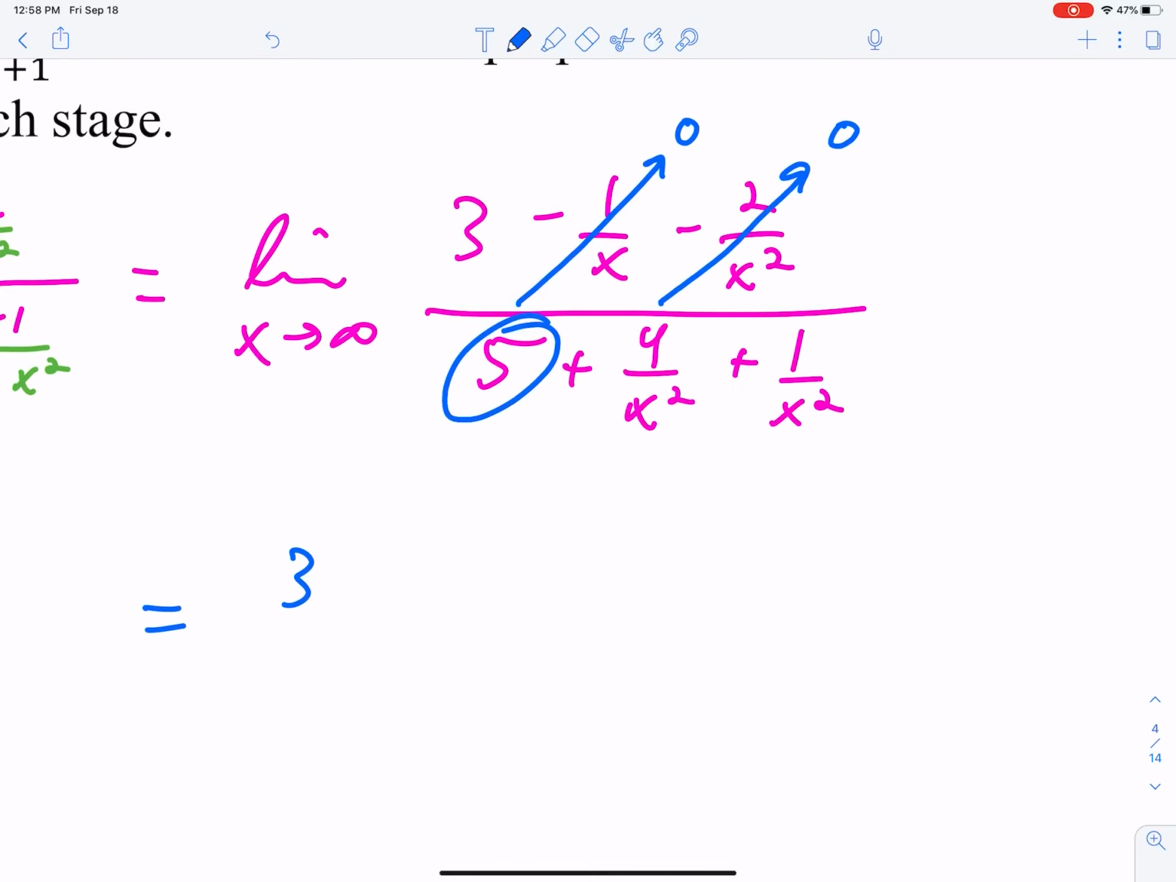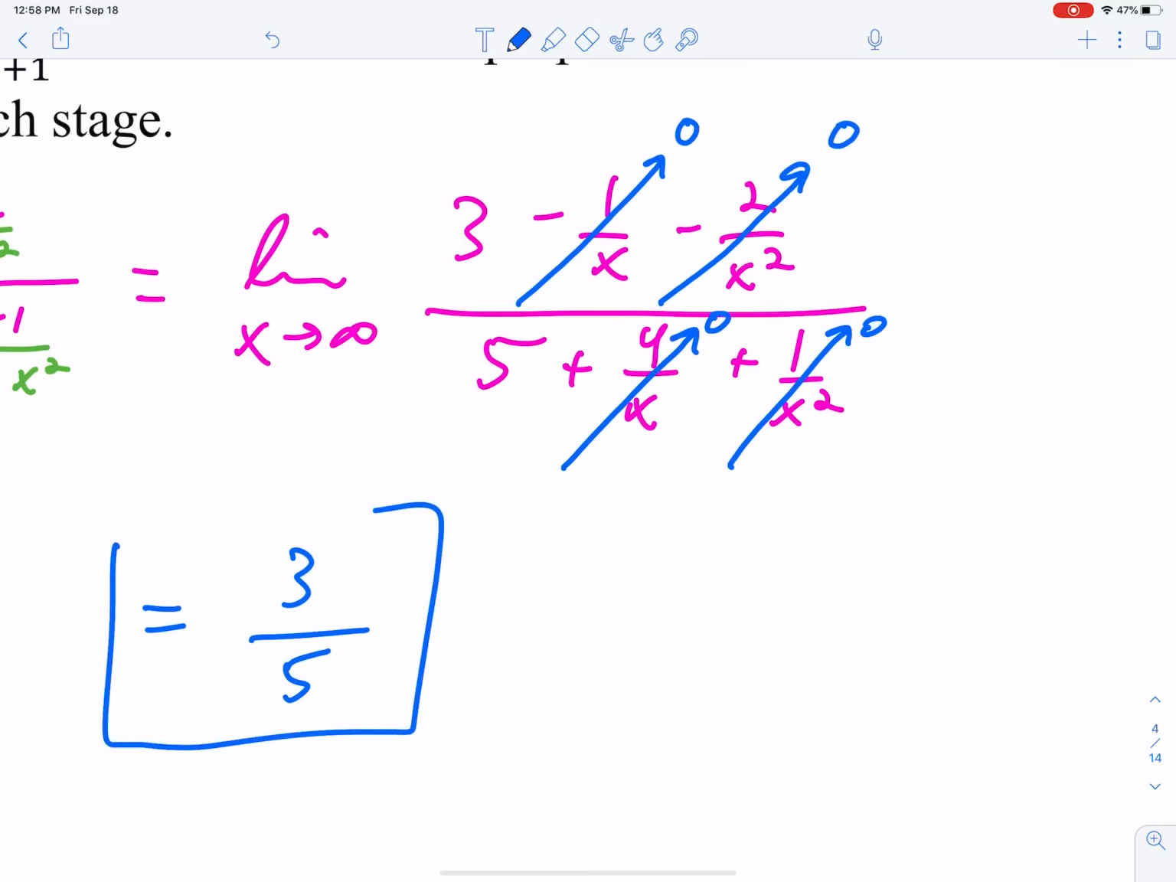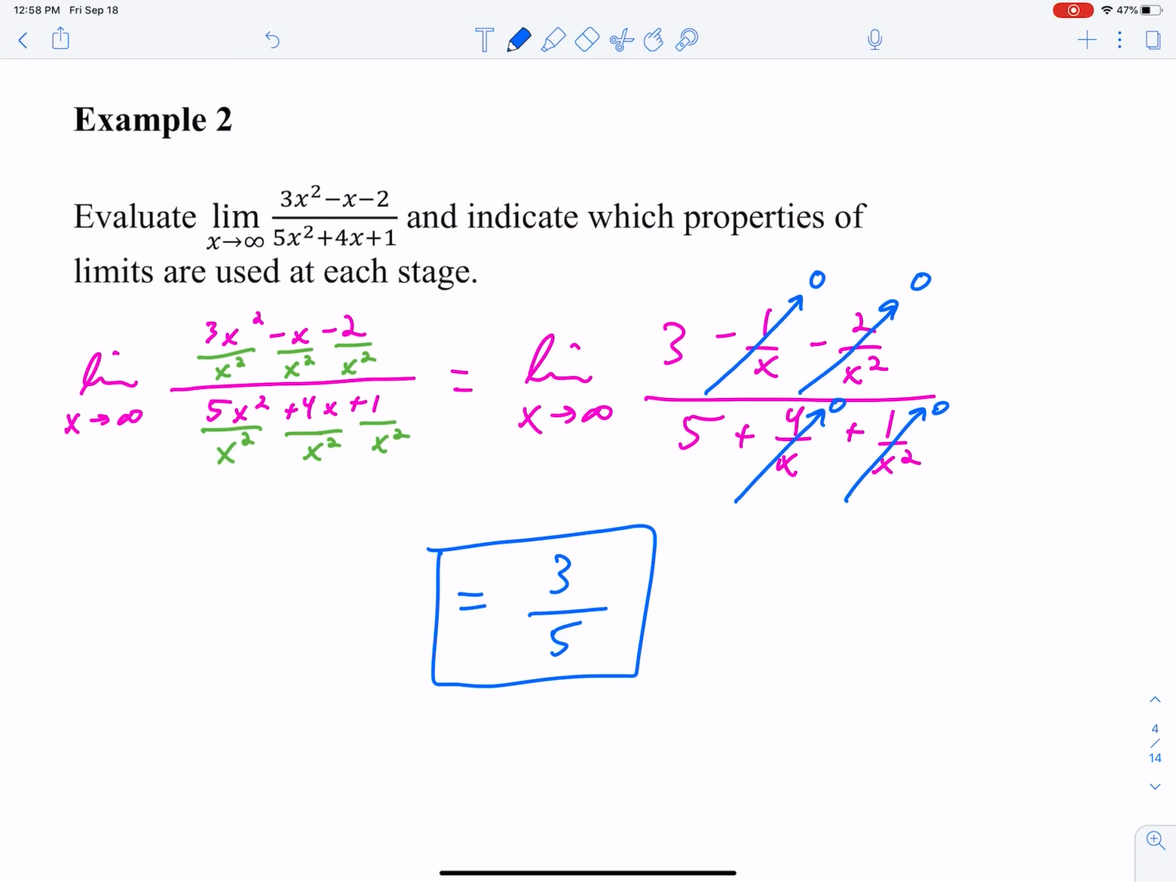Okay? And those are all zeros. Limit as x approaches infinity of the constant function 5 is 5. And then, I think I made an error there. There we go. That should just be a plain old x. Anyway, so 4 over x, as x gets incredibly large, this goes to 0. Same thing for 1 over x squared. So there we go. That's the answer.